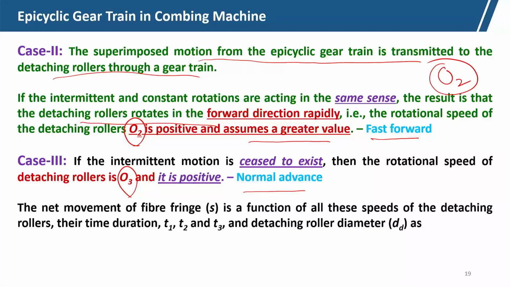And the net movement of the fiber fringe by the detaching roller will be a function of all these speeds of the detaching roller and their durations. So, what will be the net motion? T1, T2, T3. For time T1 it moves at speed O1, for time T2 it moves at speed O2, and for time T3 it moves at speed O3. These 3 will be added and we will get the effective motion of the detaching roller if we know the diameter of the detaching roller.